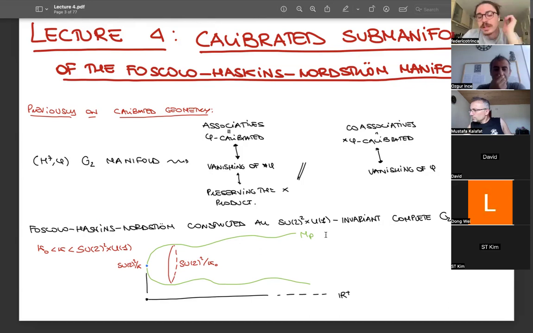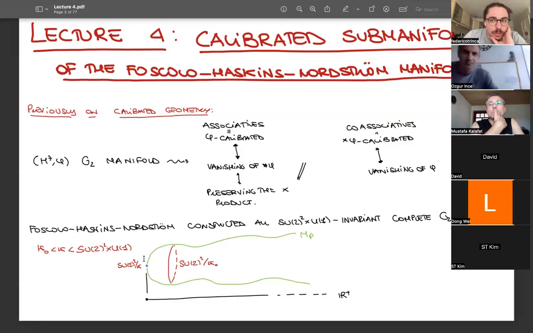As I also explained previously, my manifold splits into a principal part, which is the one in green, where the orbit looks like SU(2) squared over K naught, and is going to collapse on one end to a manifold which looks like SU(2) squared over K. So this is just to recall how these manifolds look.